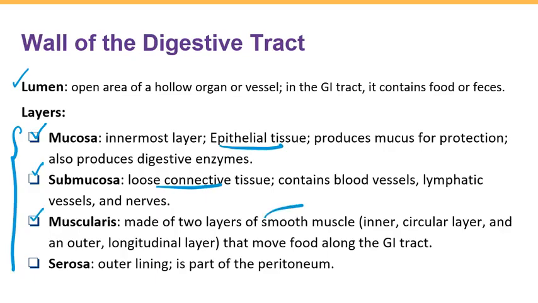and then the muscularis layer, which is made up of two layers of smooth muscle, except in the stomach where we have three layers. Their job is to contract and move the food along the GI tract. And then the outermost layer is called the serosa layer, which is actually part of the peritoneum, the serous membrane covering the abdominal organs from outside.